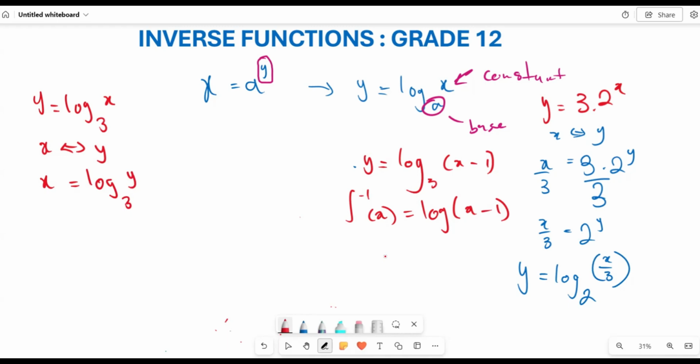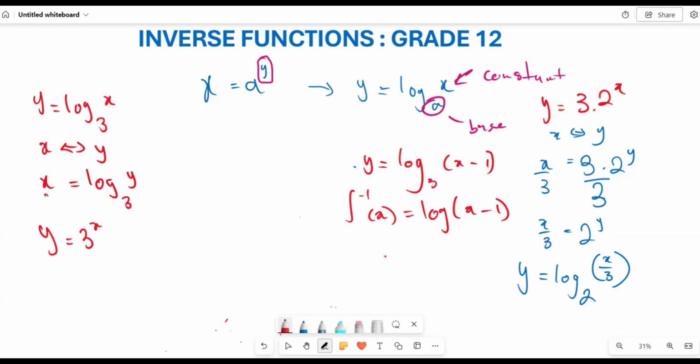And now, how can you change this from here? If you want to make y the subject of the formula, y is equal to what you had as your base, which is 3. What you had as your constant now comes at the top, which is x. Are you all fine? So y is equal to 3 to the power of x.